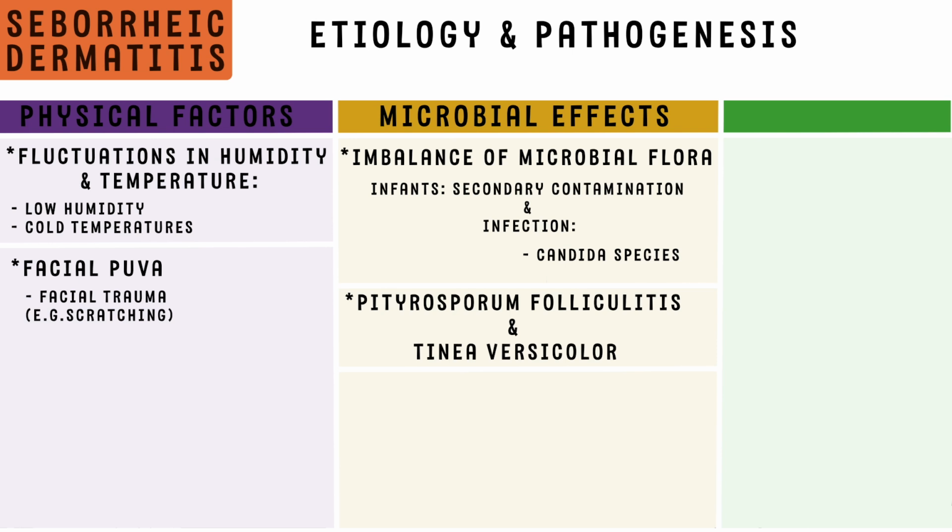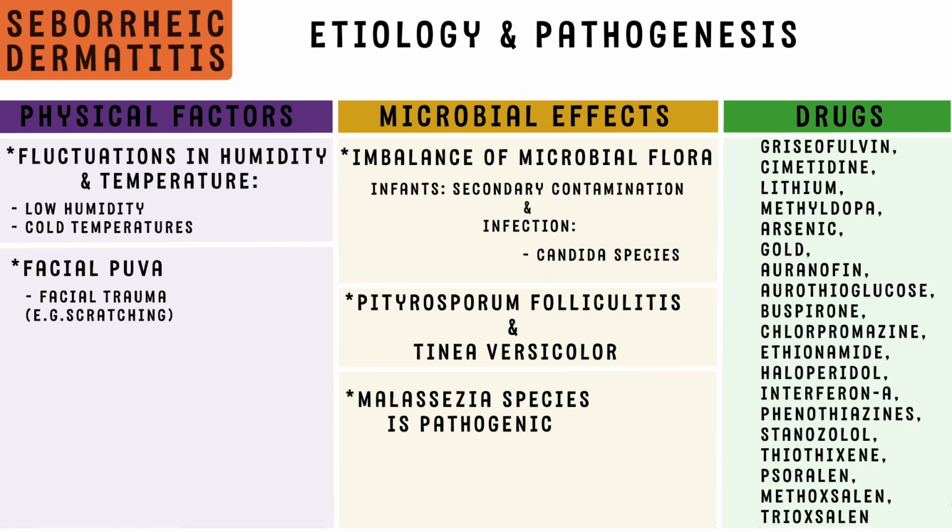The clearance of seborrheic dermatitis with antifungals and its recurrence after stopping therapy also support the idea that Malassezia species are pathogenic. Several drugs are known to trigger seborrheic dermatitis-like eruptions. You can see the full list in the table.